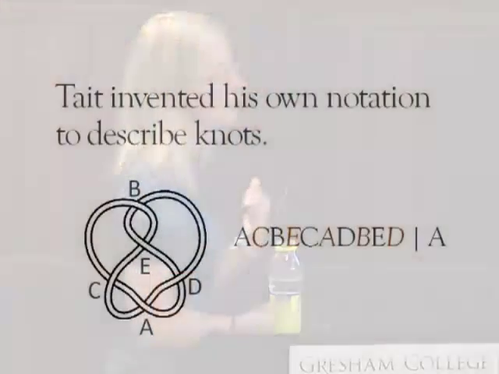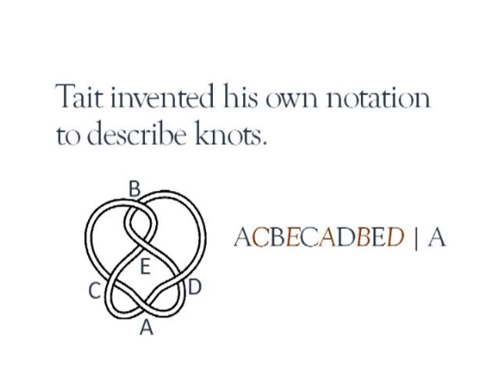Now, Listing and Gauss's work wasn't really looked at for a good 20 years after they published it. No one had found their work, no one had continued it. And so Tait got started on his own work without looking at what they had done. And he invented his own notation. So there's going to be a bit of maths now. So he would label the different crossing points. A crossing point is where one bit of the knot appears to go over or under another point. And he would say, well, I can write down what that knot is by just giving you the sequence of letters that the knot follows.